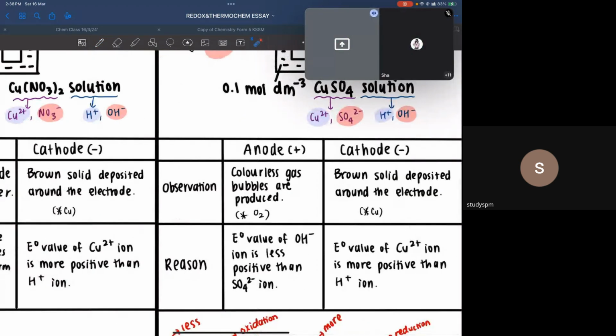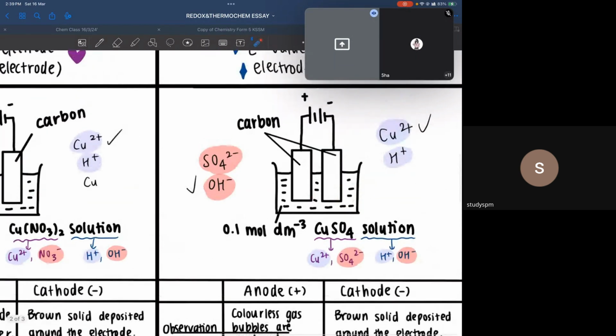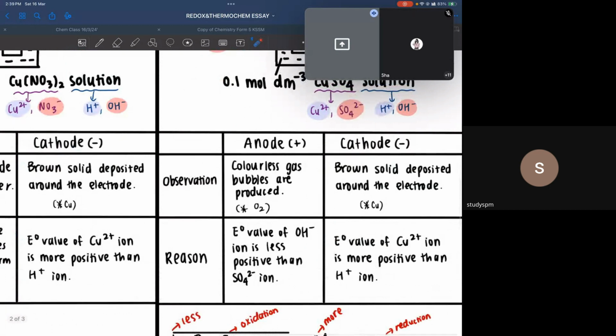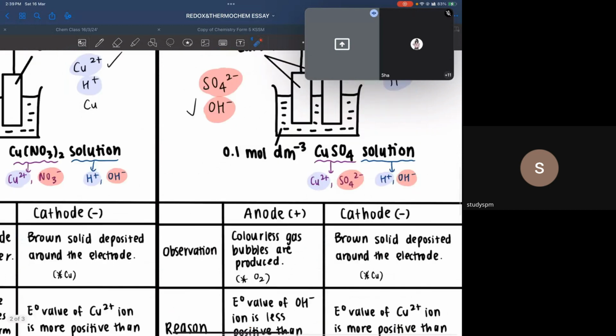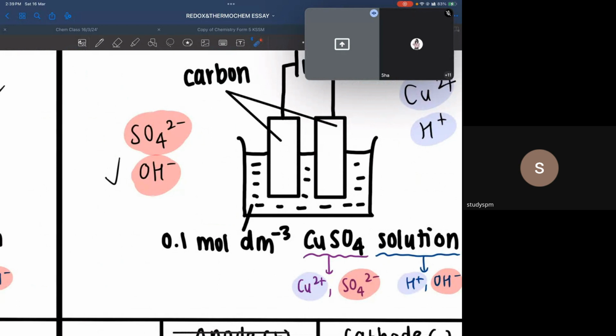This one is for the anode. Earlier, our ions were hydroxide and sulfate. The winner is the hydroxide ion. So how to write it? If they ask for observation, you can write: colorless gas bubbles are produced. Why colorless gas? Oxygen is colorless. If you try to breathe in oxygen, it is colorless.